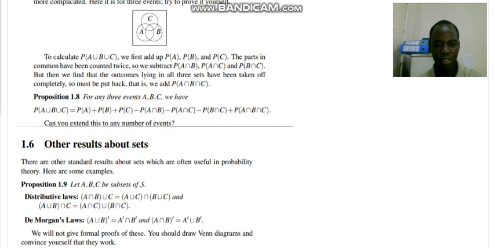So checking proposition 1.8, for any three events, say event A, event B, event C, we have the probability of A union B union C being equal to the probability of A plus the probability of B plus the probability of C, minus the probability of A intersection B, minus the probability of A intersection C, minus the probability of B intersection C, plus the probability of A intersection B intersection C. That is how we solve the inclusion exclusion principle for three events.